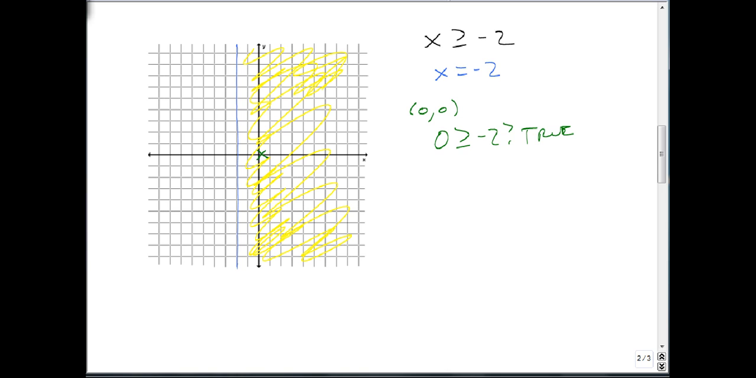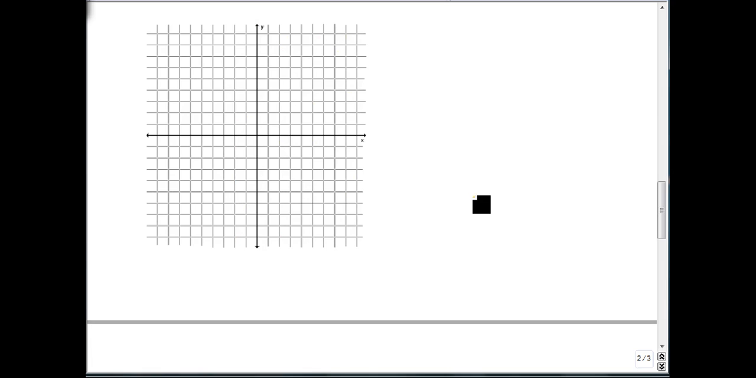Notice that it's everything on this side. No matter what the y is, as long as the x is bigger than negative 2, it's true. Well, that also happens to mean, now that we've set this up, that if we have an x by itself, a greater than means it's to the right when we shade. And a less than, such as x is less than 5, means it's to the left.